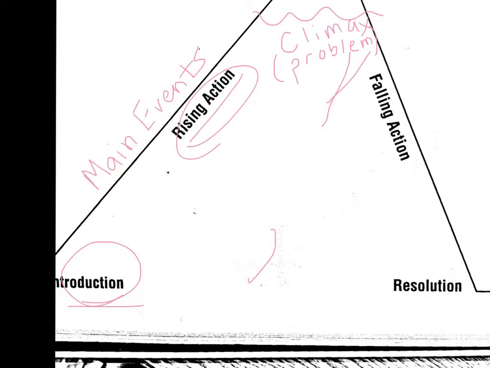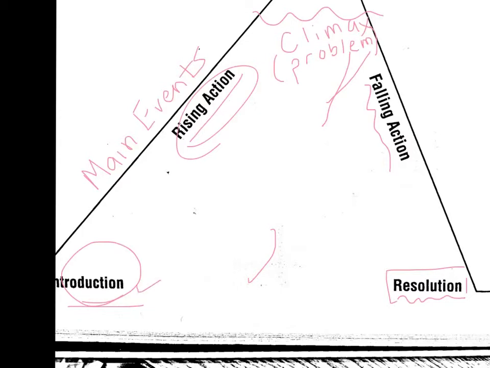And then whenever you're going down towards the falling action, you're then moving into trying to figure out how the characters are going to solve the problem. And that's called the falling action. And then finally, at the end of the story, is the resolution to the problem. And now you've come to the conclusion of the story. And so this is what plot is called.